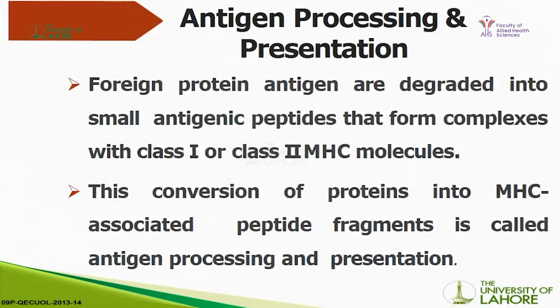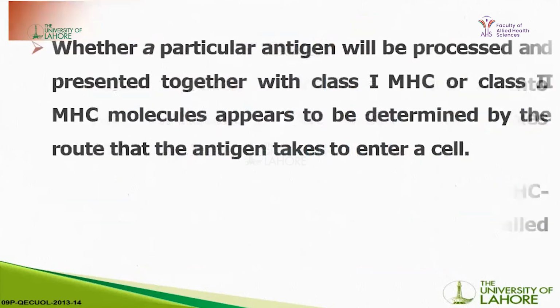The next part of the presentation is antigen processing and presentation. In this part, we will see how the antigen is processed, how the whole antigen is converted into fragments of antigenic peptides, and how they are presented to MHC class molecules on the APC membrane. The foreign particles will be degraded into small peptides, and these peptides will combine with the MHC class 1 and class 2 complex. This conversion of proteins into MHC associated fragments is called antigen processing and presentation.